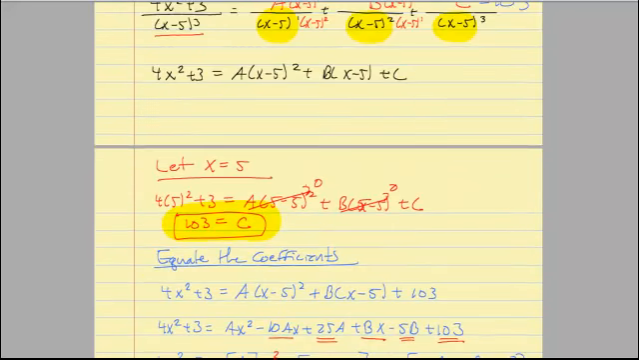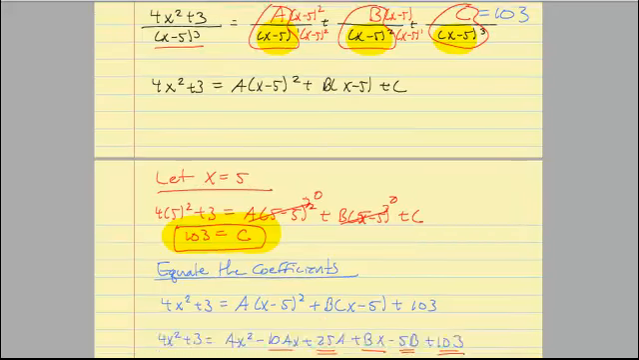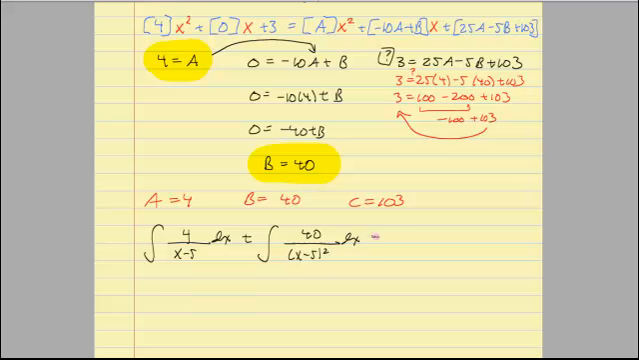To summarize, we have a equal 4, b equal 40, and c was equal to 103. Now what we do is we come back up to our top and we plug those into where our positions of a, b, and c were. That's going to be my new integrand, and then hopefully I'll be able to integrate from there. So we have 4 over x minus 5 to the first, and I'm going to separate these into separate integrals right now. b is 40 over x minus 5 squared, and c was 103 over x minus 5 cubed.